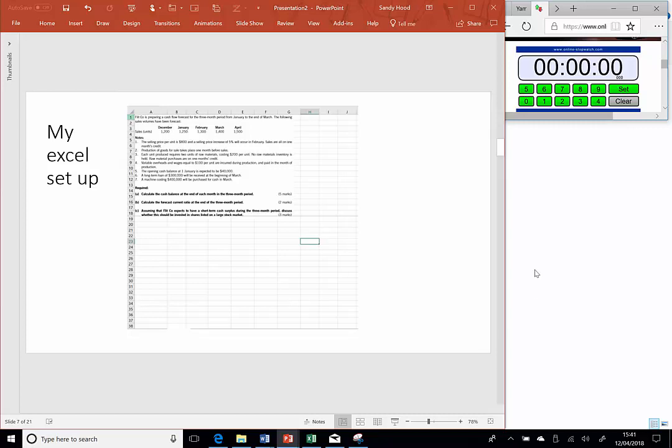This is my Excel setup. So what you can see on this screen is the question itself that I've cut and pasted into an Excel spreadsheet so that I can see it, and then you can see the slightly darker line where my cursor is. And that is where I've frozen the view so that I can scroll up and down but continue to see the question.